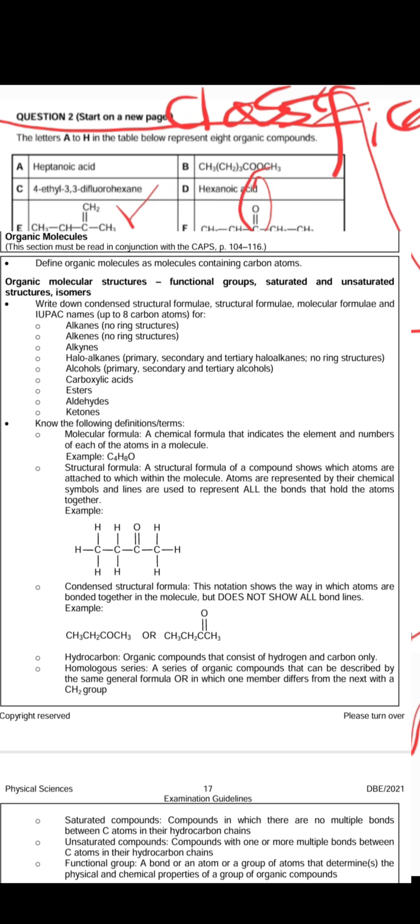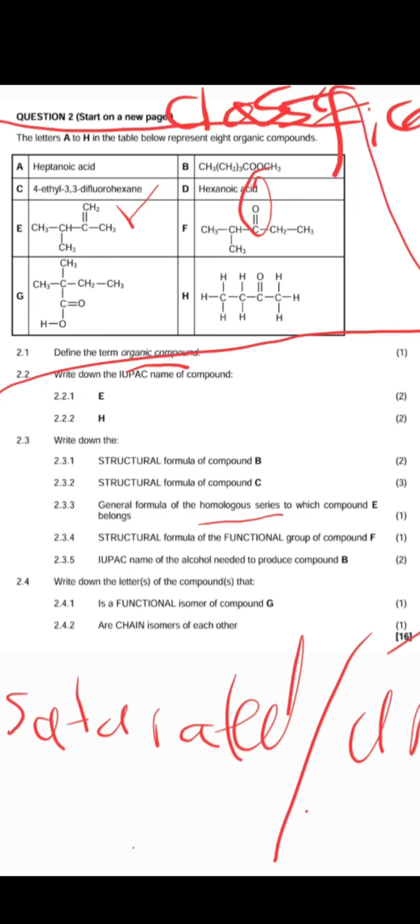So you can see question 2.3 here wants us to give the structural formula as well as the general formula. That is why I say make sure that we are able to understand the language used in organic chemistry. 2.3.4 wants the structural formula as well. And then they talk about the functional group. You must know what a functional group is under the classification of organic compounds.